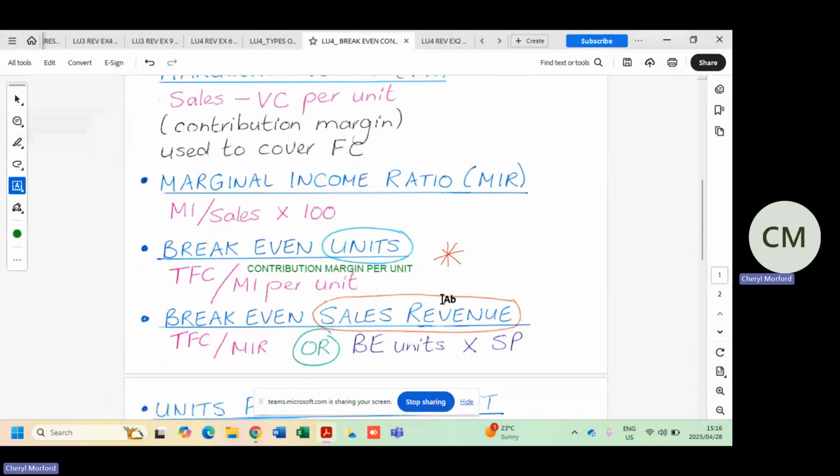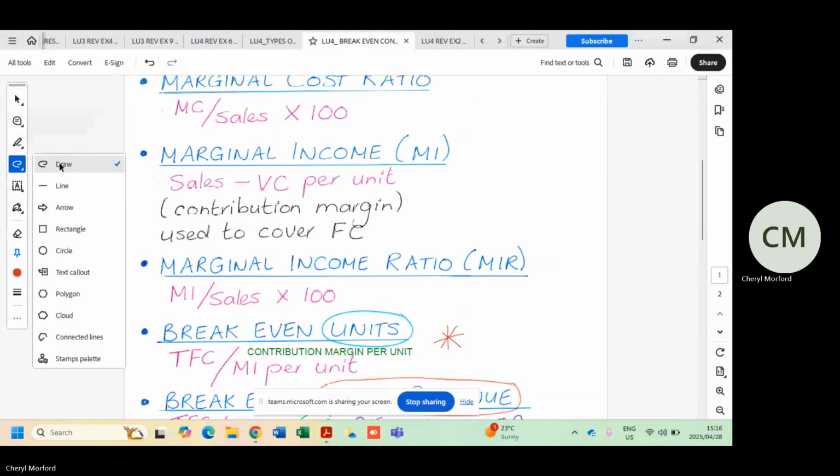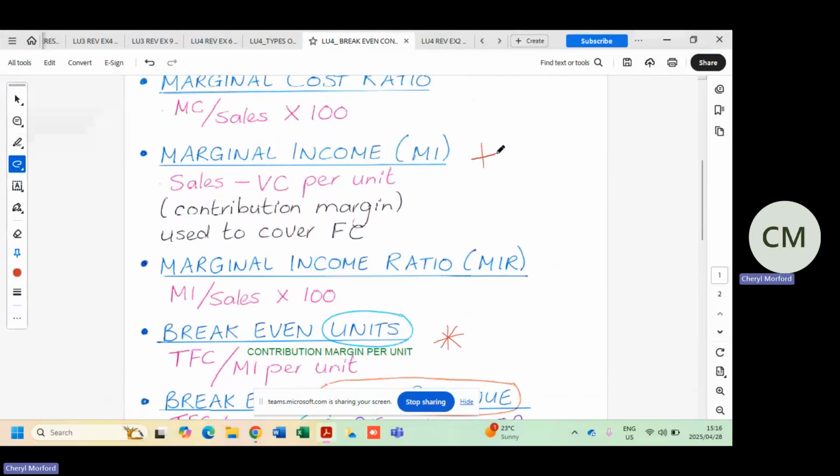Okay. How do we calculate that? Over here. Here is my marginal income per unit. So it is the difference between your sales and your variable cost per unit. So that's why I say the first thing you do in a break-even question is you sort your costs into those that are fixed and those that are variable. If you have total variable cost for all production, you would obviously divide by the units, because here we want to have the variable cost per unit. And then we need to subtract that from the sales.